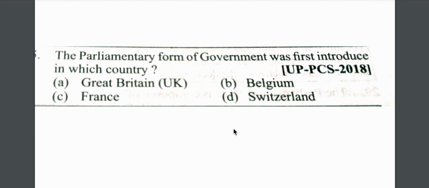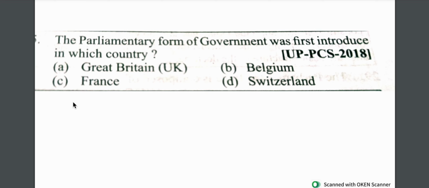24th question, the parliamentary form of government was first introduced in which country? Option A, Great Britain, UK, B, Belgium, C, France and D, Switzerland. The correct answer is France. Option C is the correct answer.